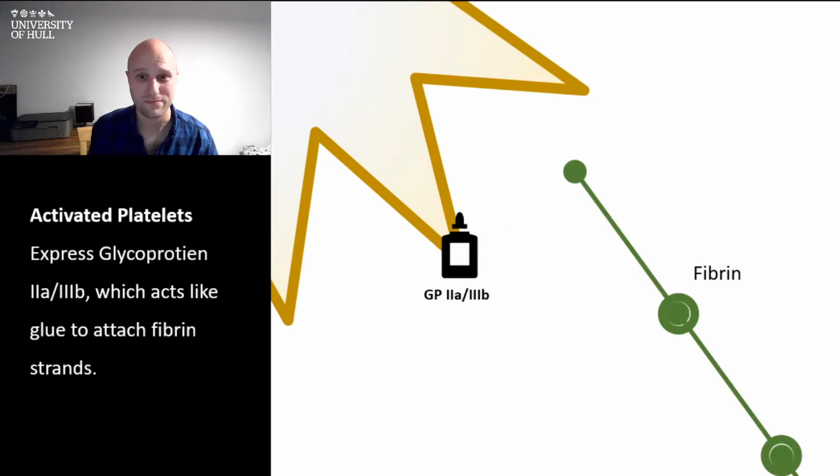Moving on again, another thing that the thrombin does is to activate platelets, and that will become important, because an activated platelet will express something called glycoprotein. Sorry, there's a spelling error there. There should be an E before an I. Glycoprotein 2A3B, which acts as a sort of glue or a site for the fibrin strands to stick to.